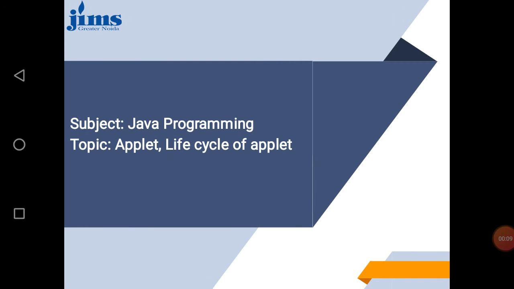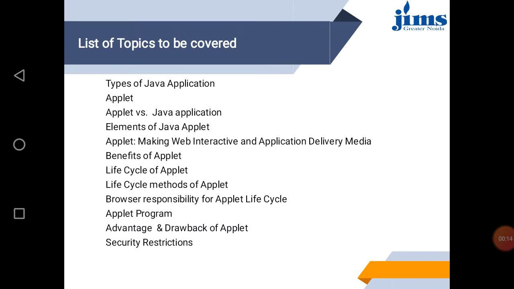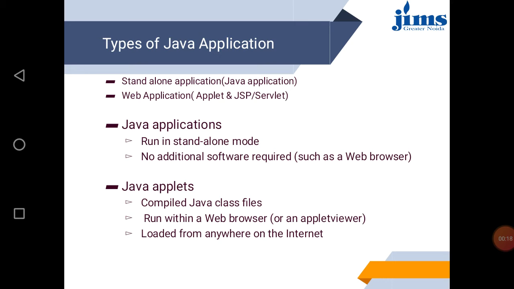Today we are going to discuss one topic, Applet. These are some topics on which we will discuss. So, types of Java application. Using Java, we can develop standalone applications, simple Java applications, as well as web applications that contain applets and JSP servlets. JSP servlet is part of advanced Java. So in this discussion, we will talk about applet.